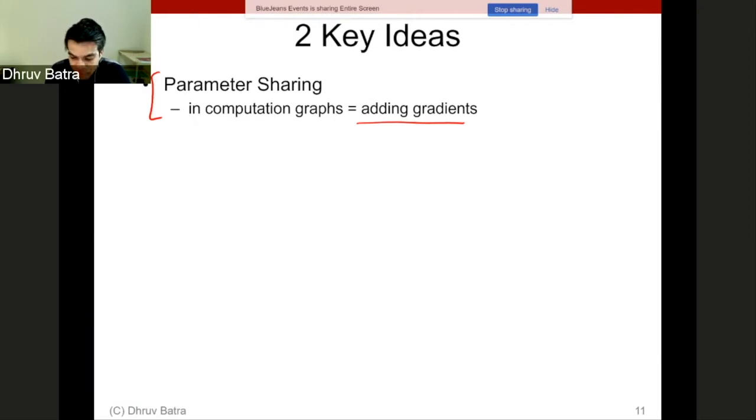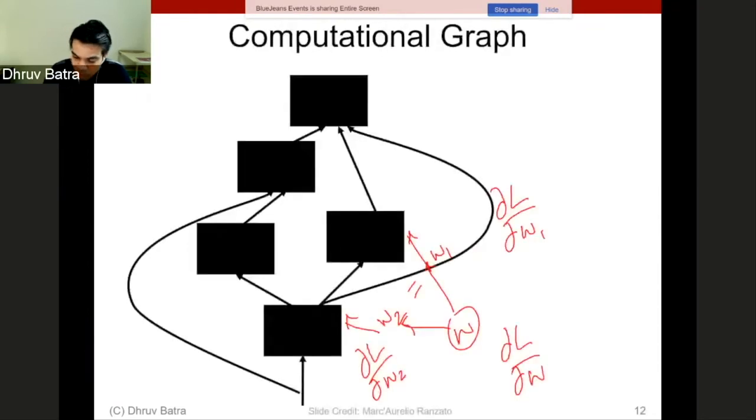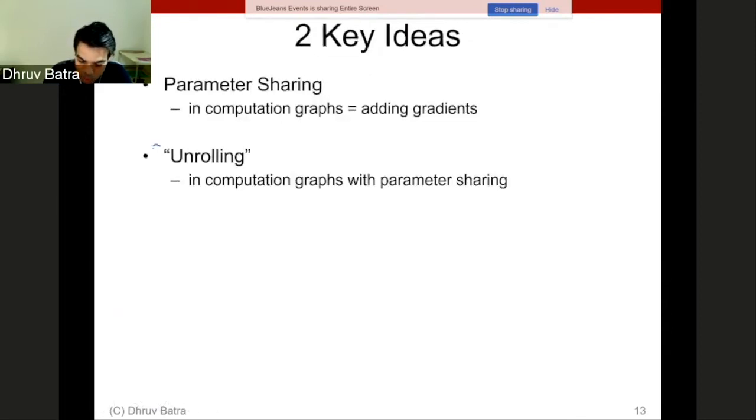So we've already told you that in a computational flow graph that's represented as a DAG, whenever there are two modules or layers that are sharing a parameter, W1 and W2, you can write that down as a third parameter W, and that just results in the partial derivatives with respect to each of these getting added up at this node. The second idea was this notion of unrolling.